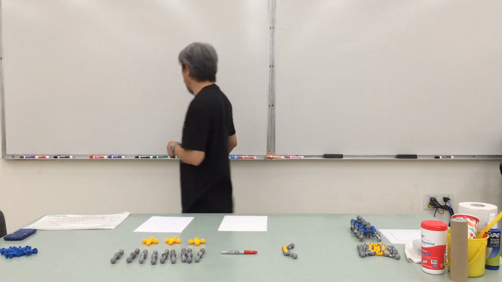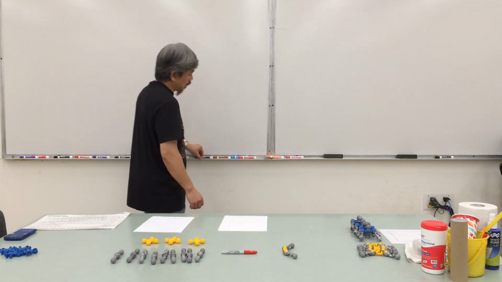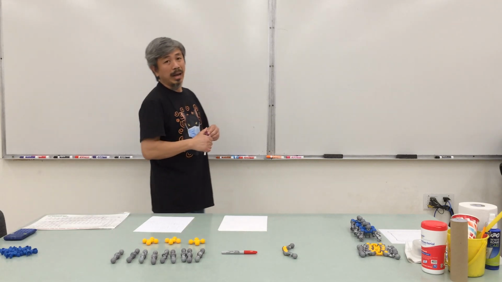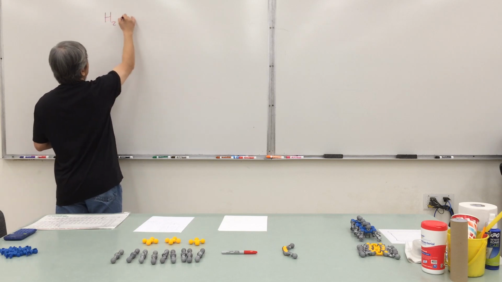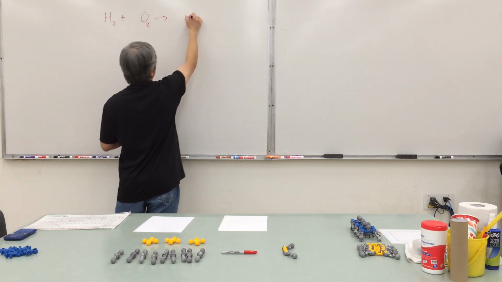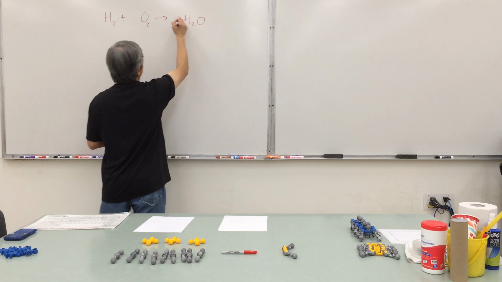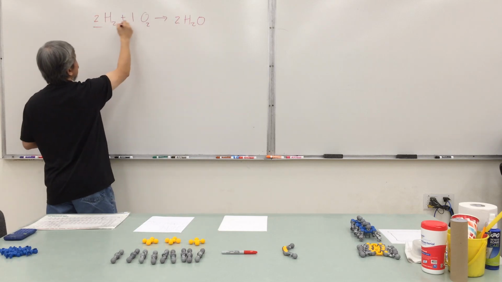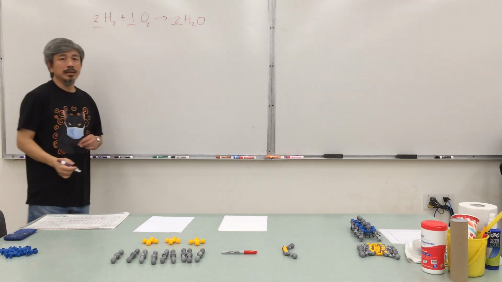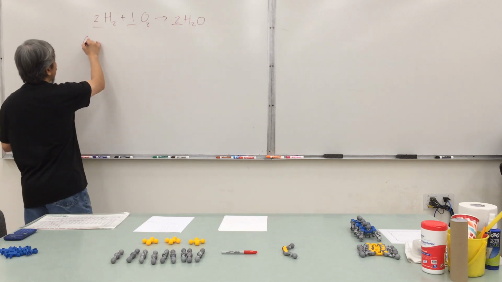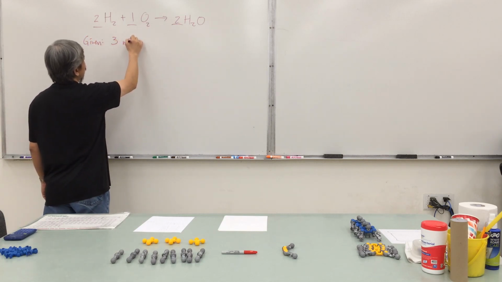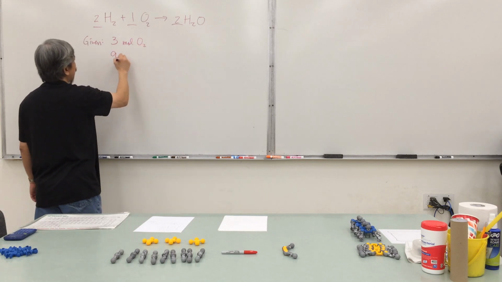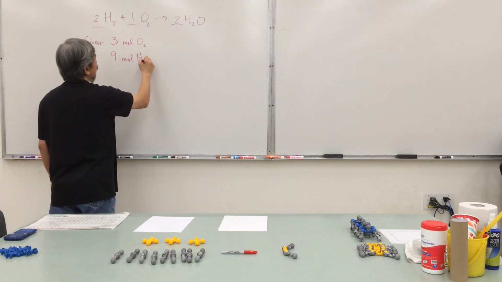So let's see what that looks like. The first thing you need to do is, again, write down a balanced equation. It's always the starting point. I have H2 plus O2 giving me H2O, and you find that you have to put a 2 here, and 1 here. So there's your balanced equation. And then, of course, you're given the following. So put down given. In this case, you have 3 moles of O2 and 9 moles of H2.